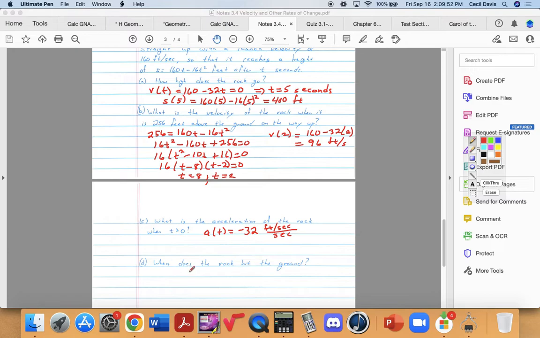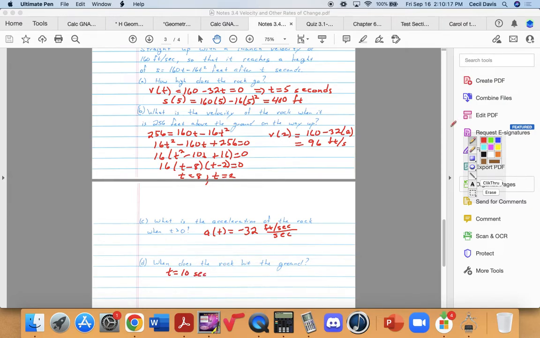When does the rock hit the ground? Well, I'm going to cheat on this. We could go through the whole thing and figure out when this is 0, or we could just go, well, it took it 5 seconds to get up. We're ignoring wind resistance. How long is it going to take it to get back down? 5 seconds. So t is equal to 10 seconds.